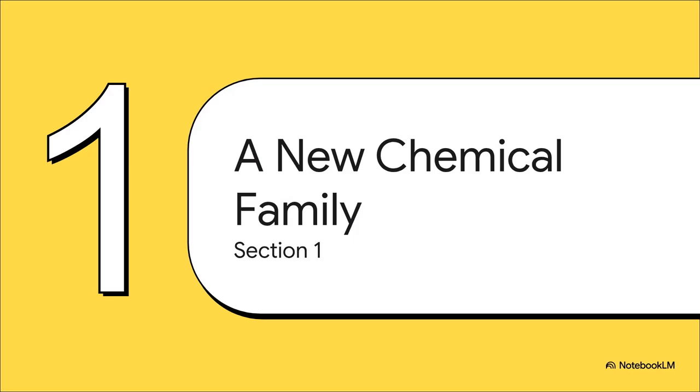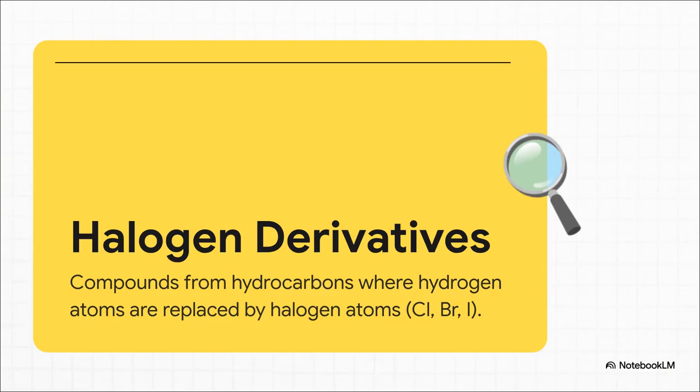All right, Section 1, a new chemical family. So let's get down to basics. What exactly are these things? The concept is actually pretty straightforward. You start with a basic hydrocarbon. Think of it as a simple skeleton made of carbon and hydrogen. Then you just swap one of those hydrogen atoms for a halogen atom, like chlorine, bromine, or iodine. And bam, that one tiny change gives you a whole new compound, a halogen derivative.